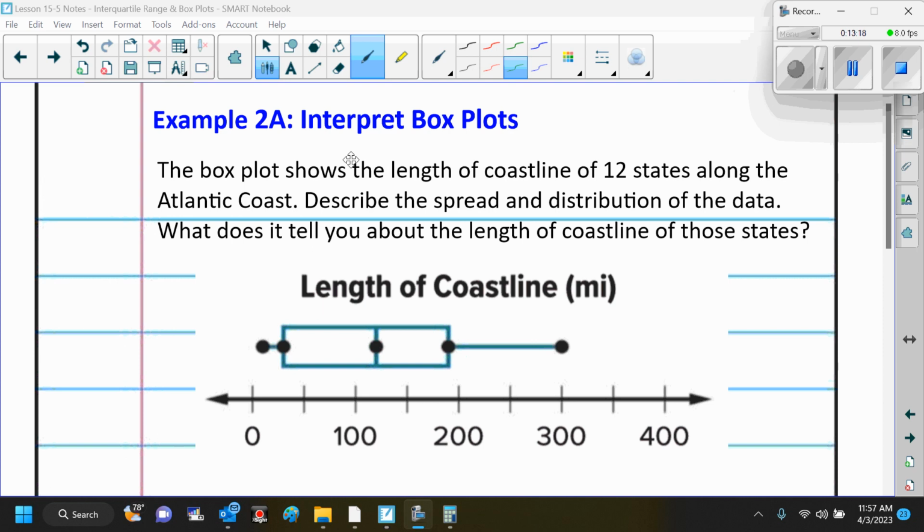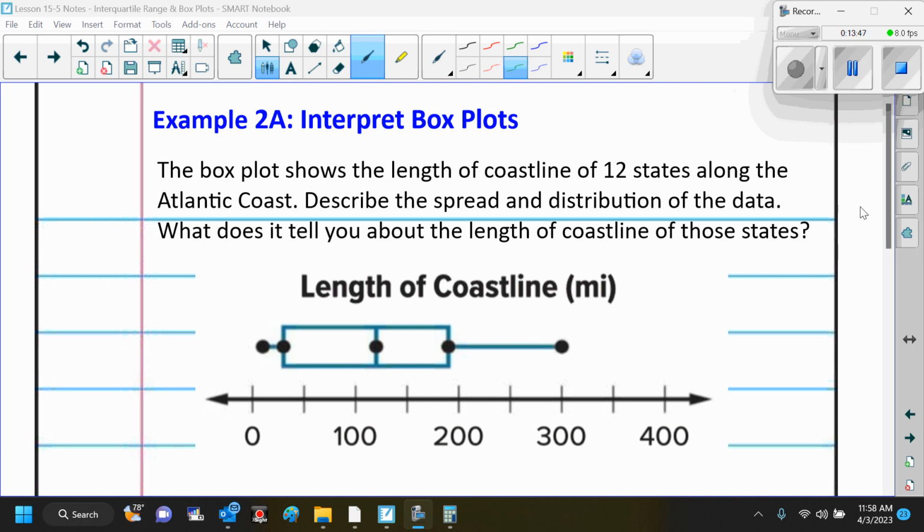All right, so for example 2A, we want to interpret the box plots, okay? Now it says the box plot shows the length of a coastline of 12 states along the Atlantic coast. We want to describe the spread and distribution of the data. We want to know, what does it tell you about the length of the coastline of those states, okay?